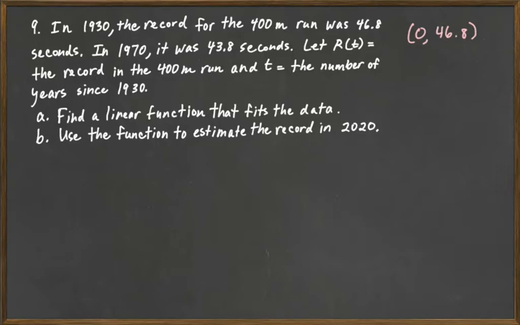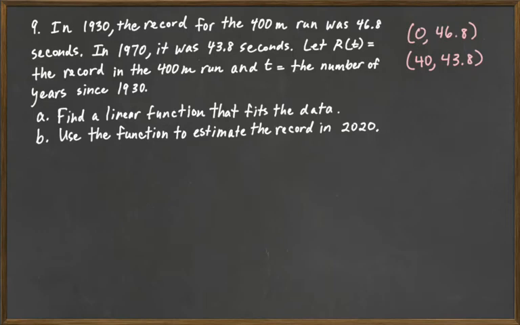0 represents 1930. That's the number of years since 1930. And 46.8 is the record in that year, after that amount of time. And then our other point, it says in 1970, well, that's 40 years since 1930, so our t-value will be 40, and our record is 43.8, and so we have the point 40, 43.8. All right, so now we can find our linear equation.